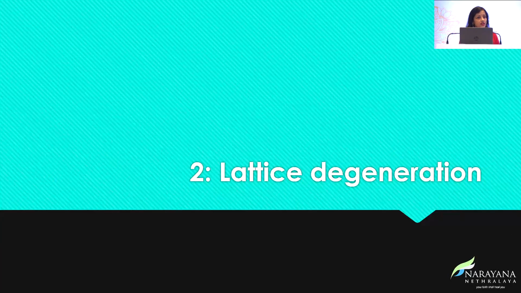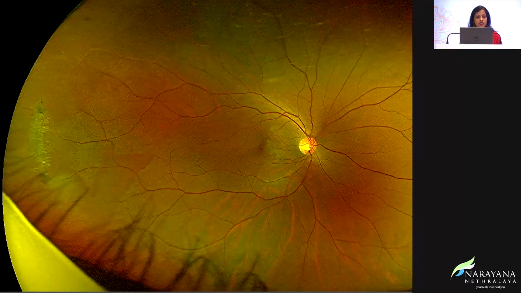Next, coming to the very important lattice degeneration. Here there is basically retinal thinning with loss of the neurosensory layer. Vitreoretinal adhesions are noted at the margin of the lesion, and it is seen in 6 to 8% of the general population. Most of them ask, why do I have it? Because these are the numbers. It's very common. It's usually cigar shaped.